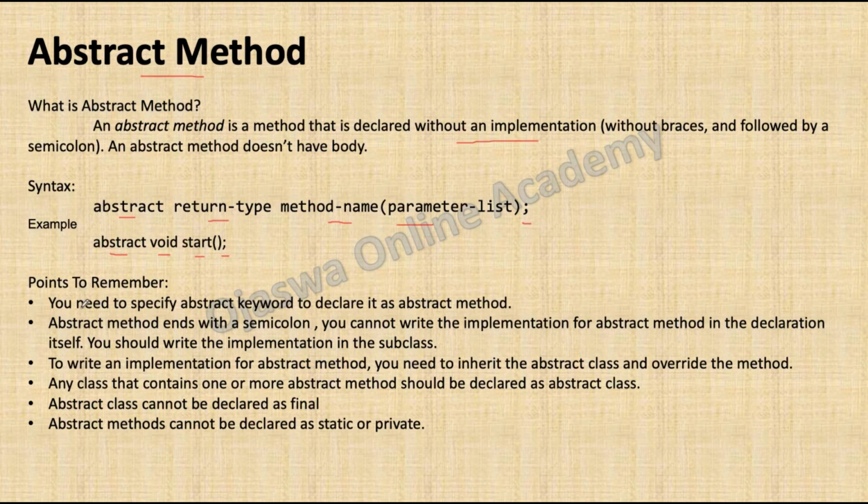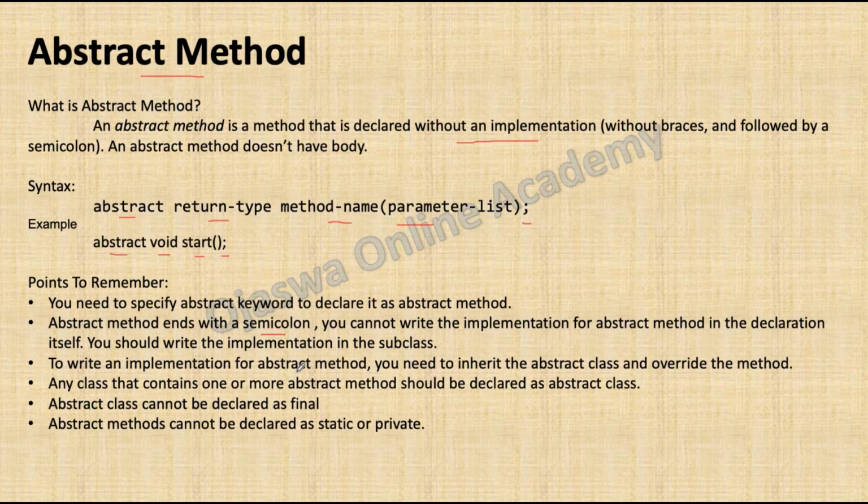Now, points to remember: you need to specify the abstract keyword to declare the method as abstract. Abstract methods end with a semicolon. You cannot write an implementation for an abstract method in the declaration itself. You should write the implementation in the subclass. To write an implementation for an abstract method, you need to inherit the abstract class and override the method.